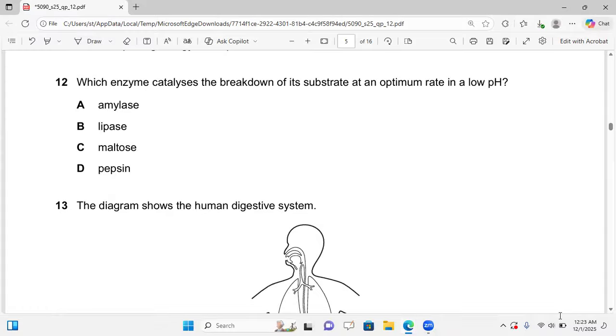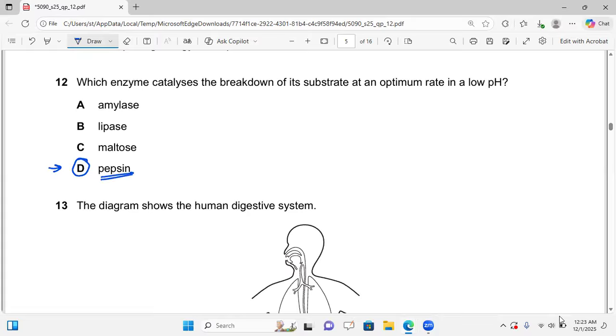Which enzyme catalyzes the breakdown of its substrate at an optimum rate in a low pH? Remember that we have studied the stomach, where for the breakdown of proteins we use pepsin, which reacts at the lowest pH in the HCl environment.